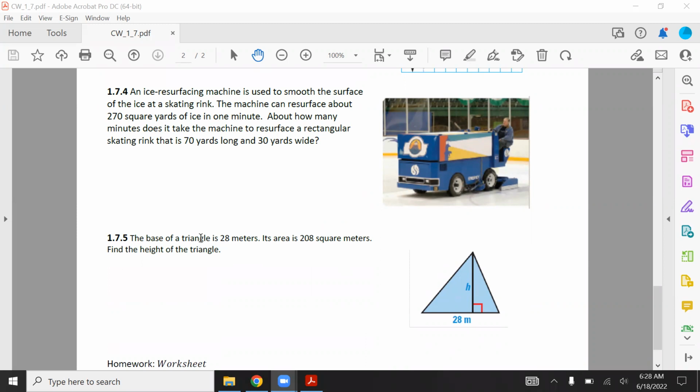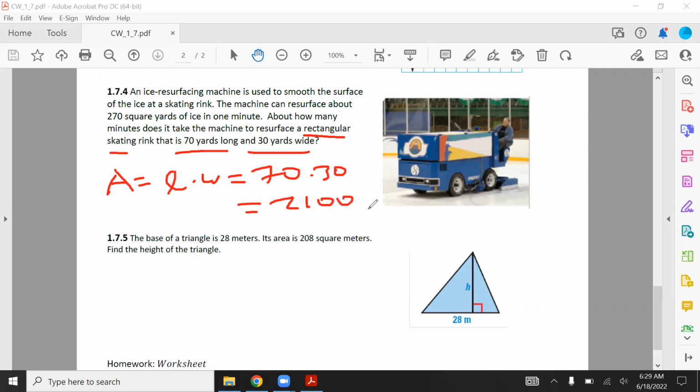The machine can resurface about 270 square yards of ice in 1 minute. Okay. How many minutes will it take to resurface the whole rink, which is 70 yards by 30 yards wide? Kind of interesting because the rink is more circular, but it's okay. We'll go with this. We'll assume it's rectangular. So if it's rectangular, the area is length times width, or 70 times 30, which would be 2100. Use a calculator if you need to, square yards.